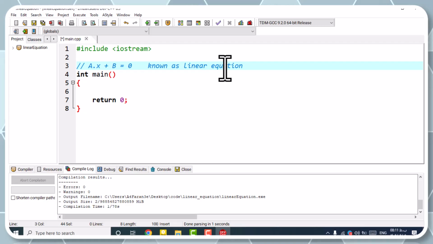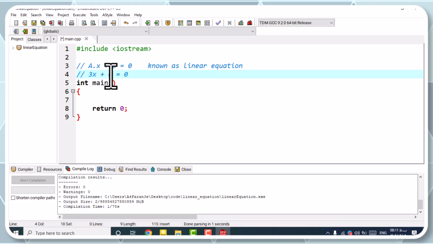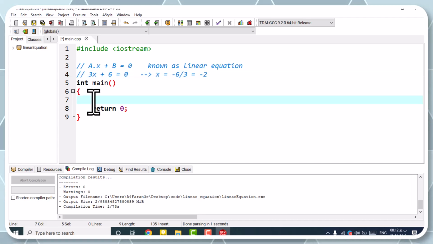So linear equation as a times x plus b. For example, we have 3x plus 8 is equal to 0, or plus 6. So the answer is minus 6 divided by 3. So we can assume that x is equal to minus 6 divided by 3, or minus 2. That process should be performed in our project.